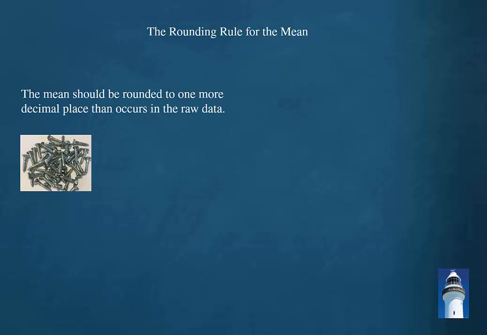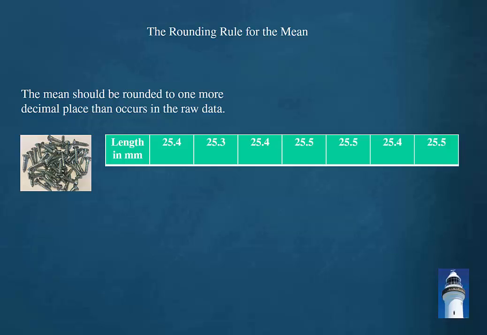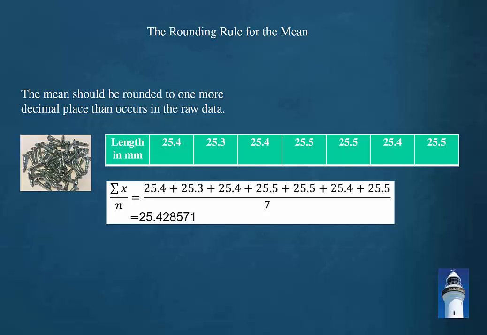For example, manufacturers of wood screws classify their products according to length. If we record the length of a group of wood screws and then carry out the evaluation of the formula for the mean, the result will frequently extend to several decimal places. In this case, these raw data are recorded in tenths of millimeters. So the appropriate rounding for the mean would be hundredths of millimeters.